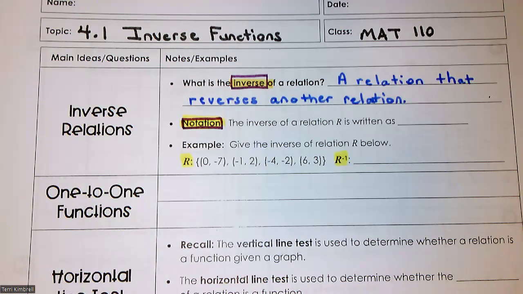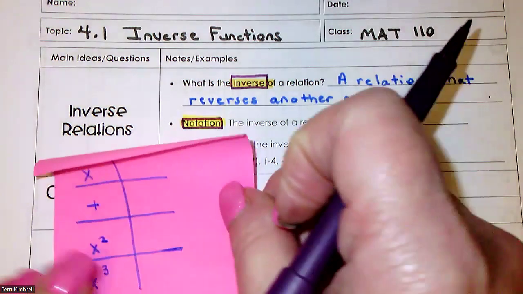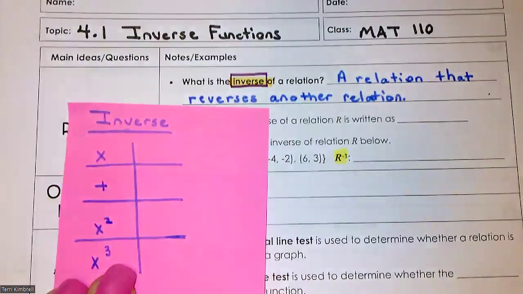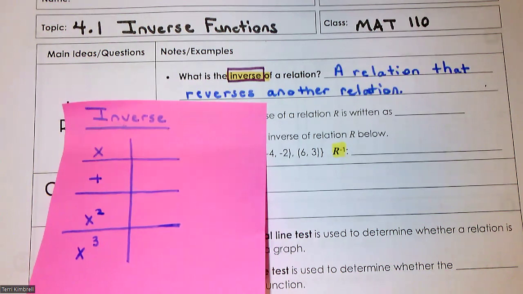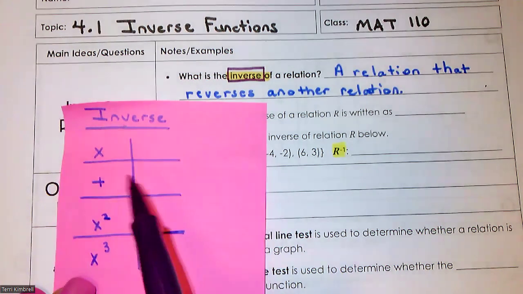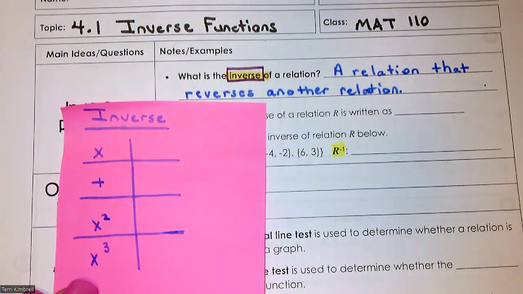Okay, today we're going to look at section 4.1 called inverse functions. So the definition of the inverse of a relation is it is a relation that reverses another relation. Now, when you think about inverses, you're thinking about the inverse of possibly addition, subtraction, multiplication, division, square, square root, cube, and cube root. So when we're looking at inverses, we're looking at the opposites.